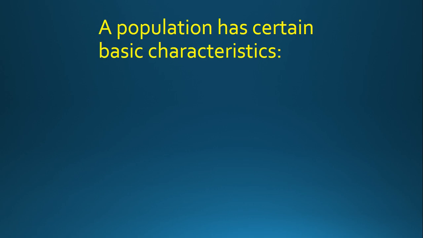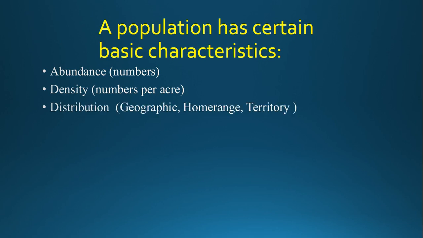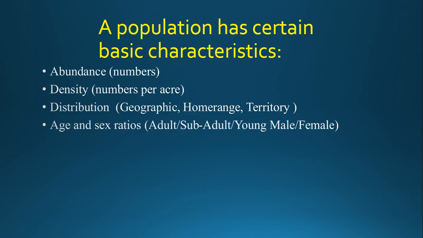So let's look at the characteristics of a population. We might just be simply looking at numbers, abundance. We might put that abundance on a per acre basis, more of a density. We might look at how that population is spread across the landscape. What's the geographic range? What's the home range? What's the territory? We might want to look at age and sex ratio, so a male to female ratio. What's the adult to subadult to young numbers within a population?